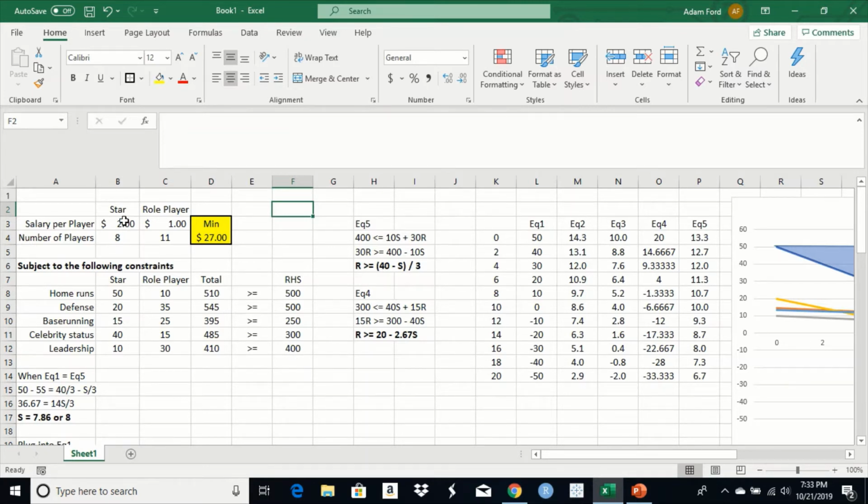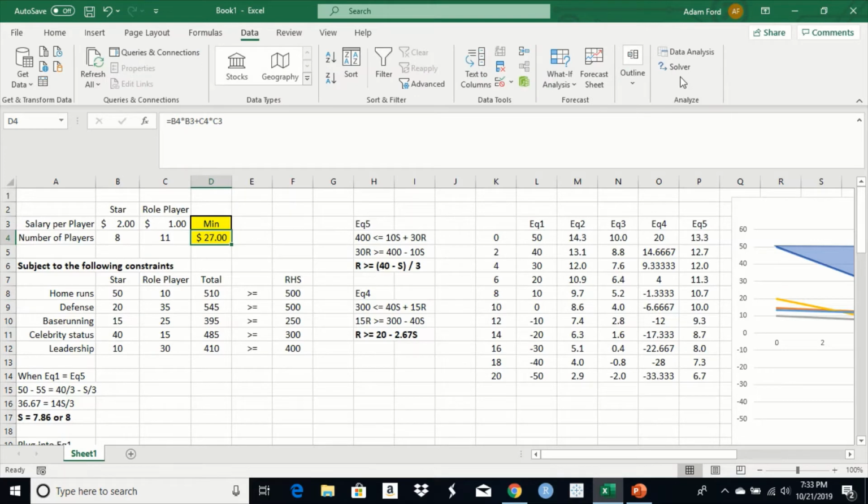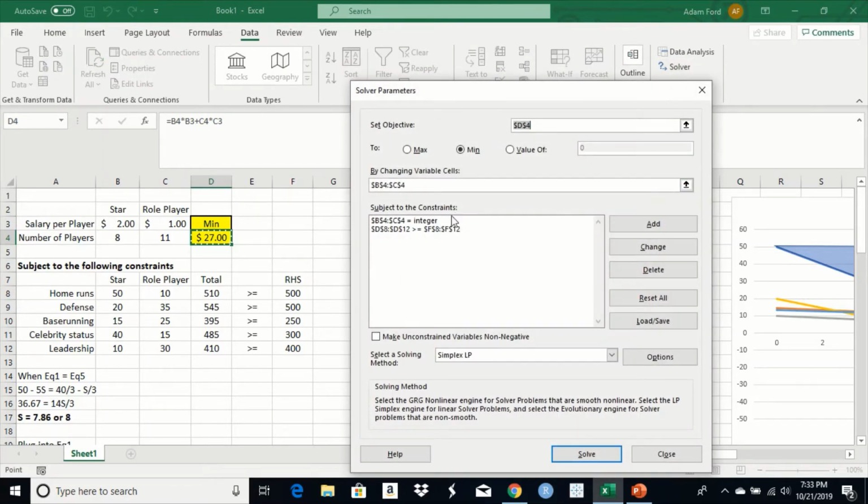In all, our objective function is the number of star and role players times the salary per player that we'll be paying them. So $2 million per star player, $1 million per role player, and that's how we set it up. You can see here the way we set up our solver. Of course, obviously it has to be an integer. You can't get half a player. I don't think that's how it works.